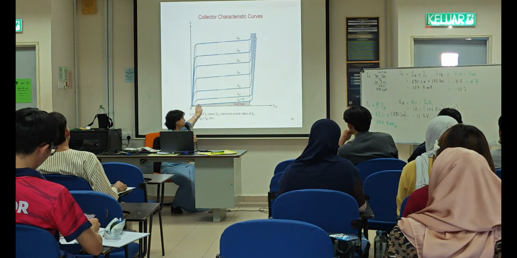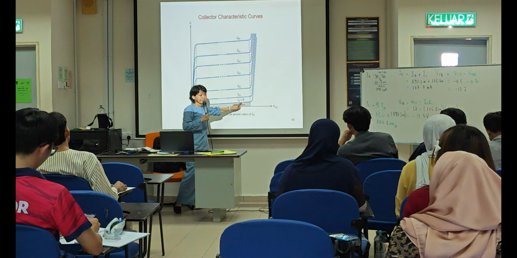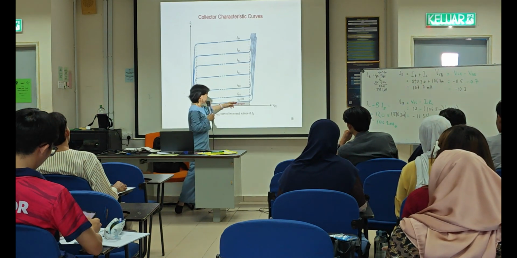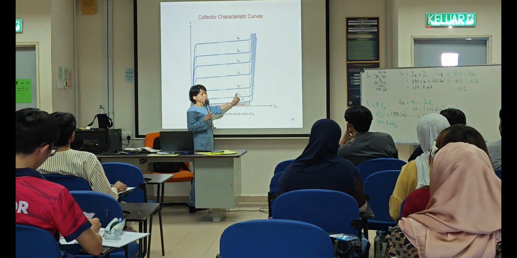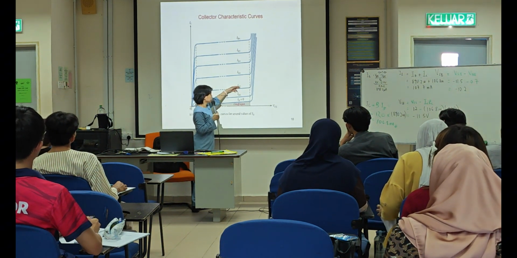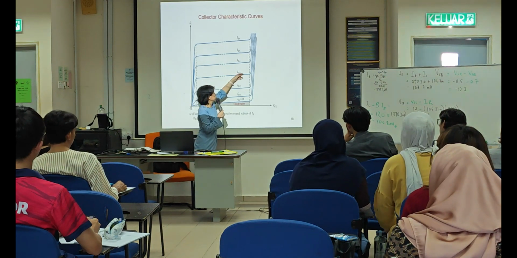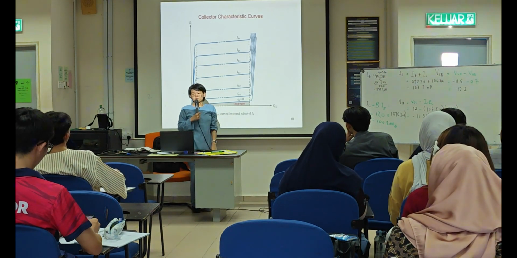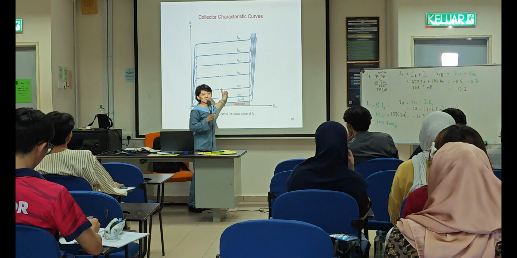At first we set VB at 0, your IB is 0, so you get this curve. If later on I set VB to 1 or 2, you get this curve. Then you set 2, you get this curve. You set 3, you get this curve. 4, 5, 6, like that. And then you vary your VCE.